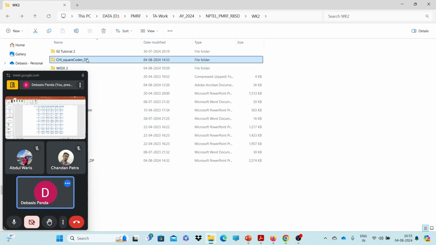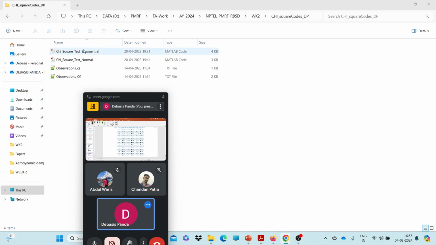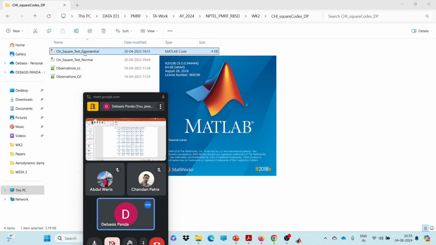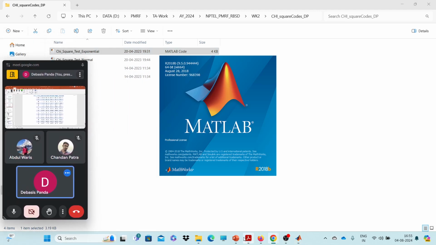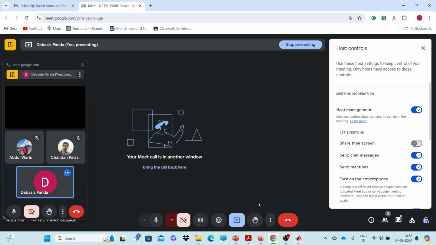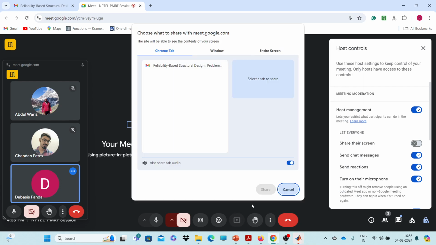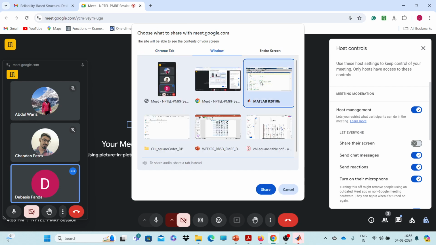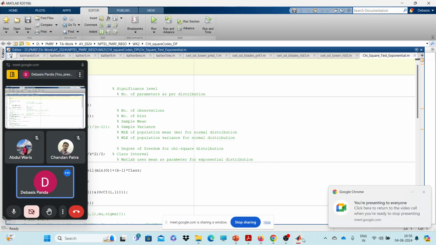One second, I will just go to the MATLAB editor. Is the editor visible to you?